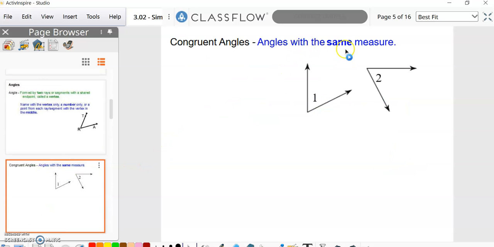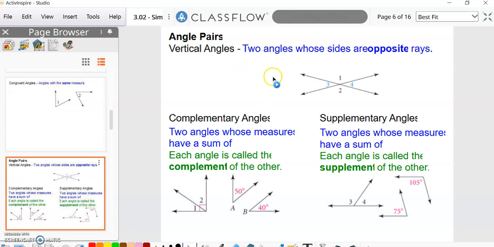Congruent angles are angles with the same measure, or equal. Congruent and equal are more or less the same thing. Angle pairs, okay, so this is where we're going to learn some more things about different types of angles. Vertical angles are angles that are on opposite sides of rays. So right here, vertical angles in this scenario are 1 and 2. Those are also congruent. 1 and 2 are the same angle measure. They are equal in number. And 3 and 4 are also equal or congruent. And all 4 of these angles will add to 360 degrees. Actually, whenever they cross like this, they'll always add to 360.